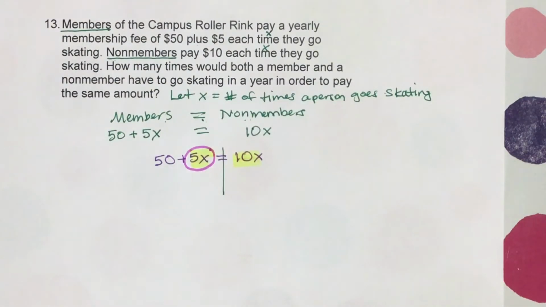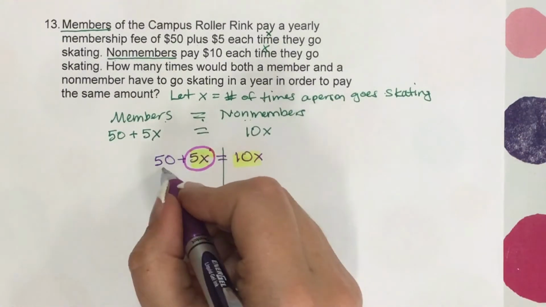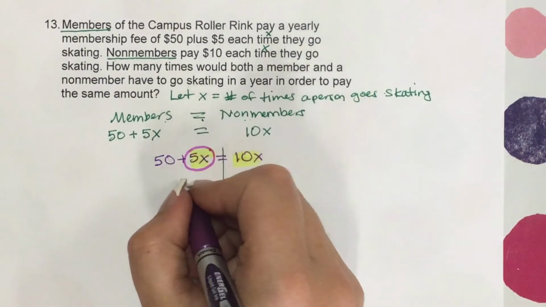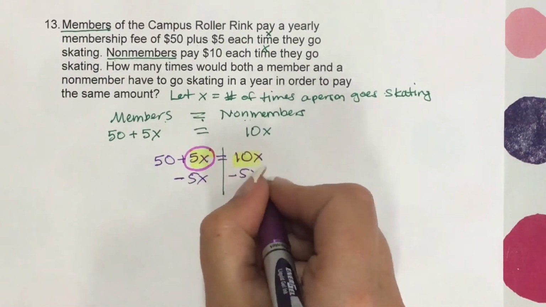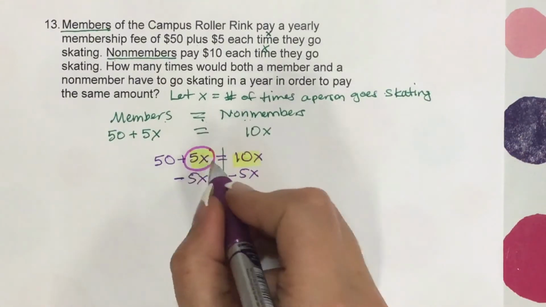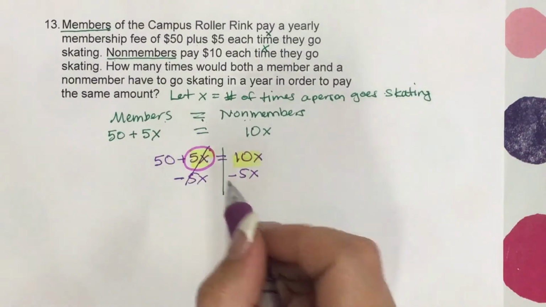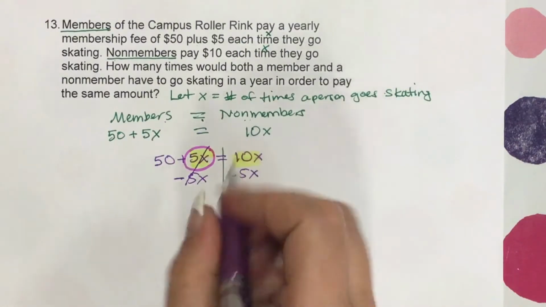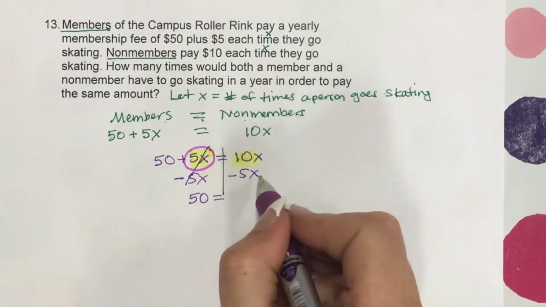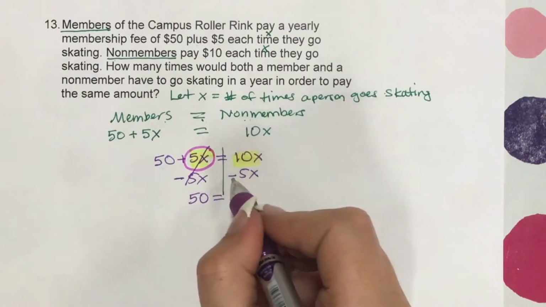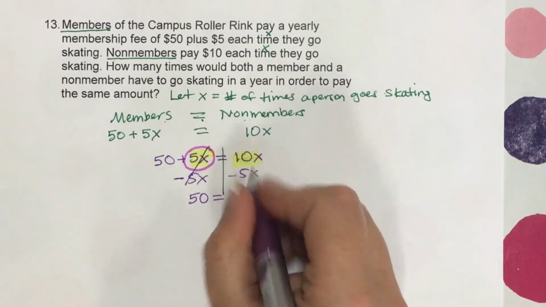So to do that, I have to figure out how this 5x is related to the 50. It's related to the 50 through addition. So I'm going to do the inverse operation of addition, which is subtraction. I'm going to subtract 5x from this side of the equation and also from this side. Positive 5x minus 5x ends up being 0. So I got rid of the variable on this side and moved it over there, which is exactly what I want. So I'm left with 50 over here. And then I need to simplify this side of the equation. 10x minus 5x is the same thing as 10 minus 5, which is 5, and then bring the x down.